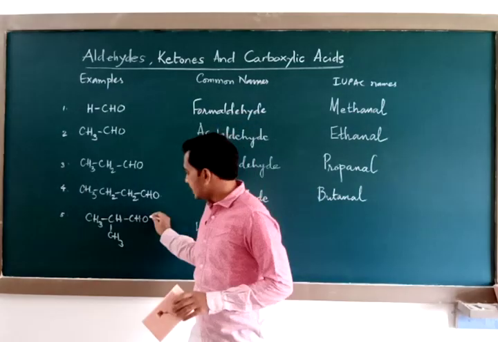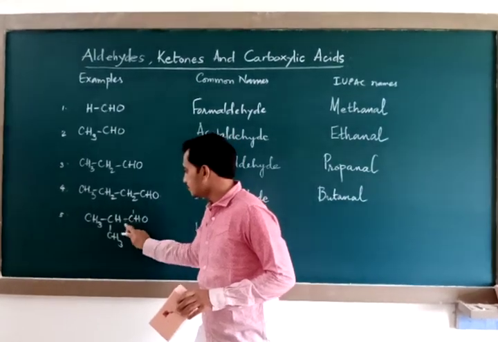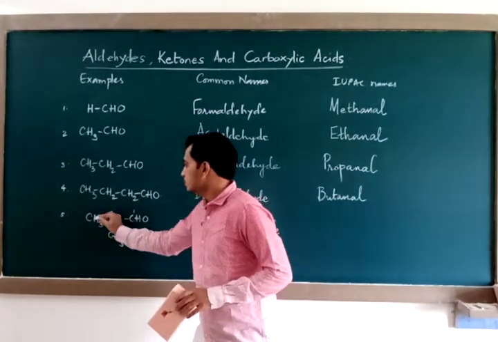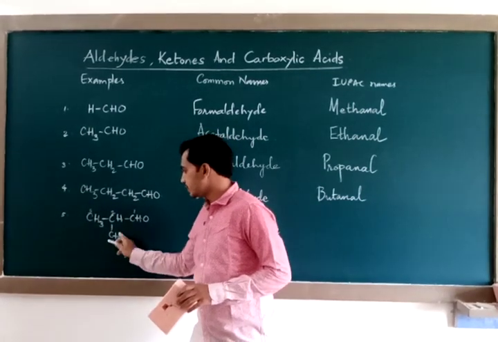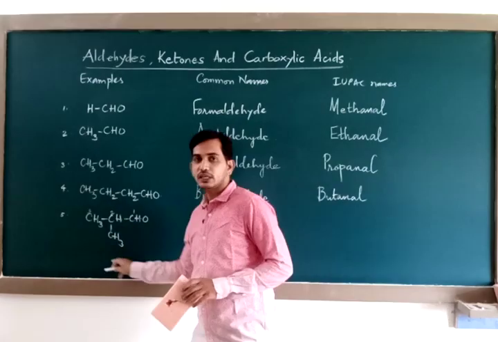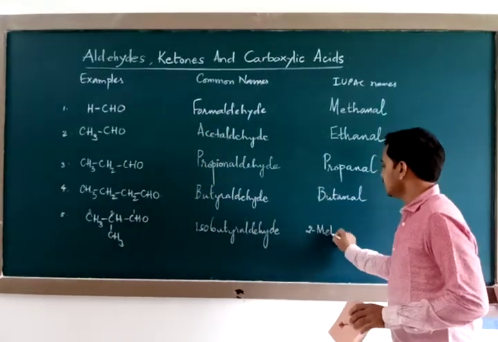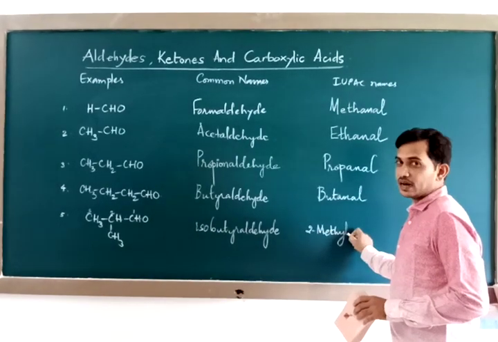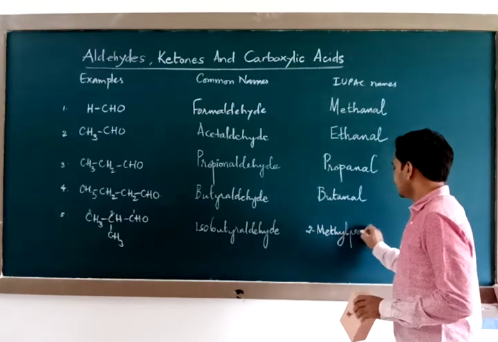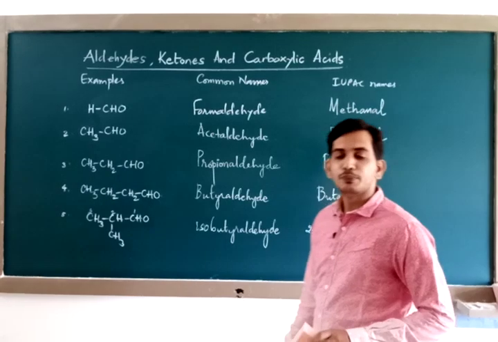Here, aldehydic functional group contains carbon in it, therefore it should be labeled 1, the next carbon 2, the next carbon 3. So this time you have a substituent at second carbon. Which substituent? Methyl group. So 2 methyl, longest chain is of 3 carbons, therefore propanal, 2 methyl propanal.